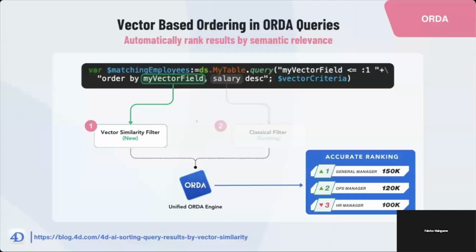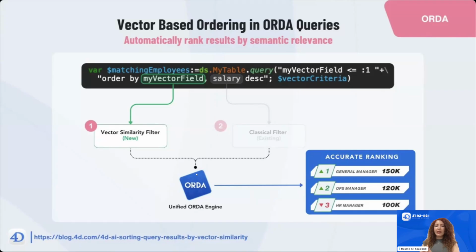And with that, now that we've seen how AI can understand and work with your data, let's look at how to make search results even more relevant with vector-based ordering in ORDA queries. With 4.21 R2, you can now sort ORDA query results by vector similarity. So matching records are automatically ranked by semantic relevance.